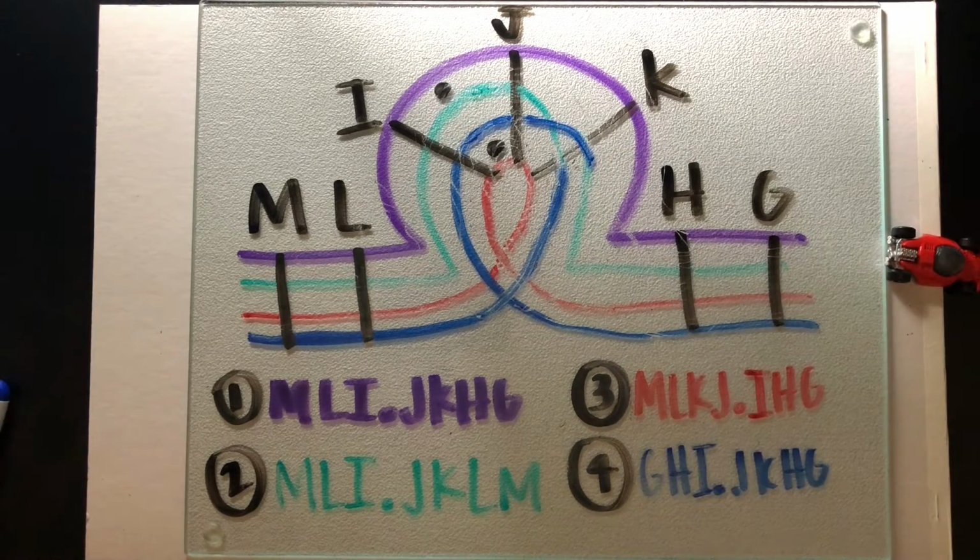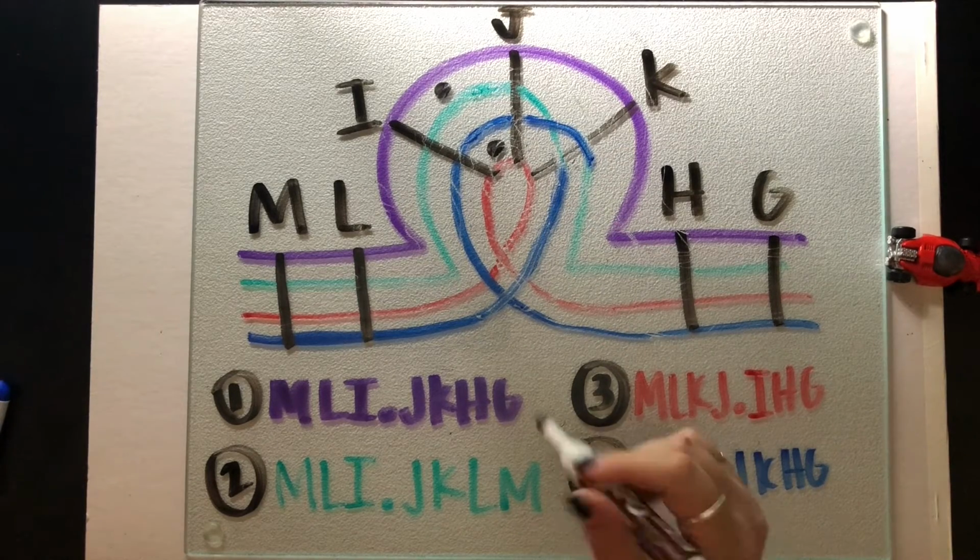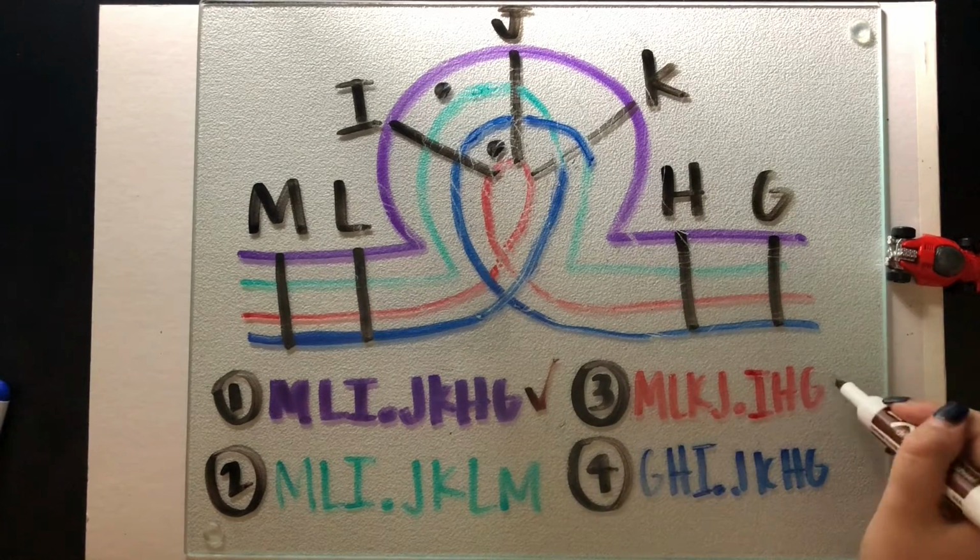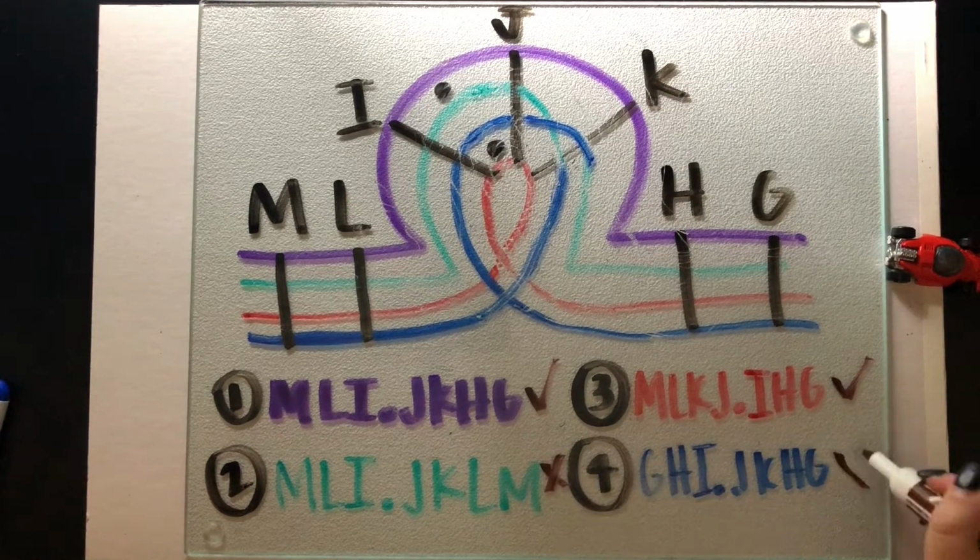So for the chromatid to be viable, it needs to contain all of the original genes from the original chromosomes. As you can see, only the first and third chromatid contain the M, L, I, J, K, H, and G genes and would be considered viable.